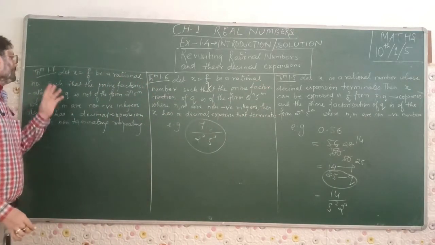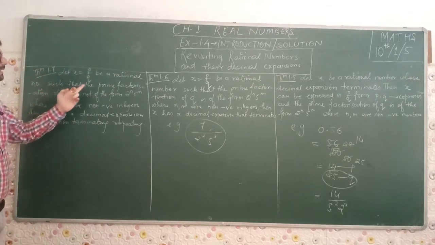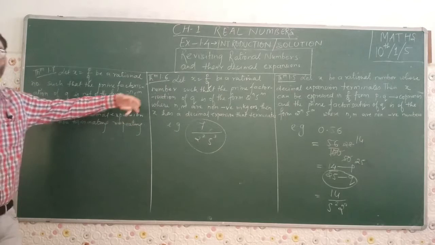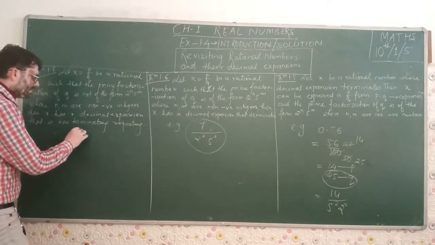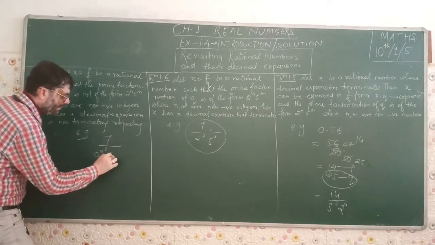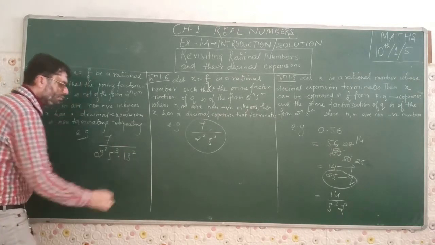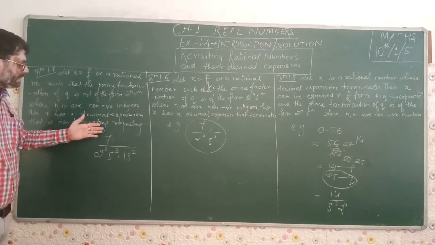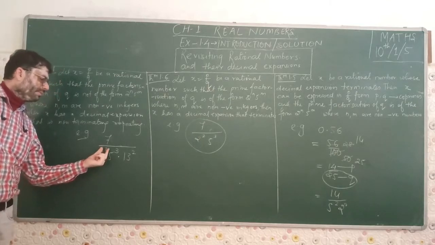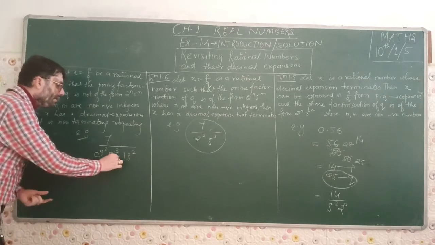Next theorem, theorem 1.7. Let x = p/q be a rational number. Then the prime factorization of q is not of the form 2^n 5^m that we were talking about in the previous theorem. For example, we are given 7 by 2^2 5^3 and there is an extra prime number, say 13^2. Now this is a rational number in the form p/q. The q is not in the form 2^n 5^m, because there is an extra 13^n, a prime number with a degree.